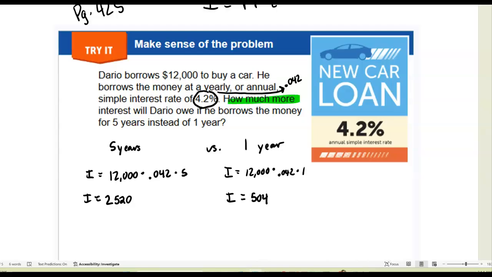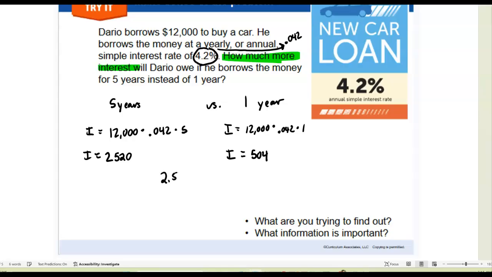And again, the question asks for how much more. So you're just going to go ahead and subtract 2,520 minus 504. It's $2,016 more for borrowing for 5 years. This is a key thing about interest. The longer you take to pay off, the more money you actually end up paying. Sometimes not a very good thing.